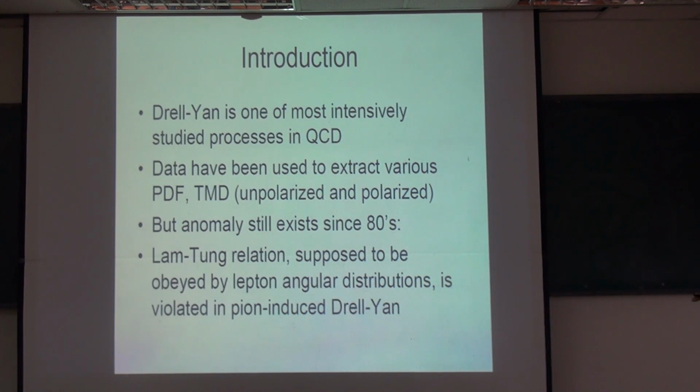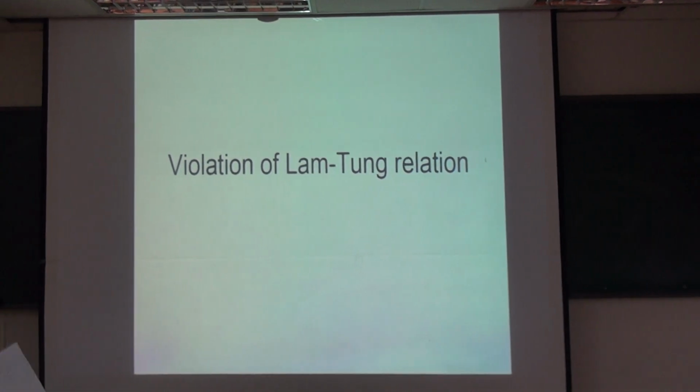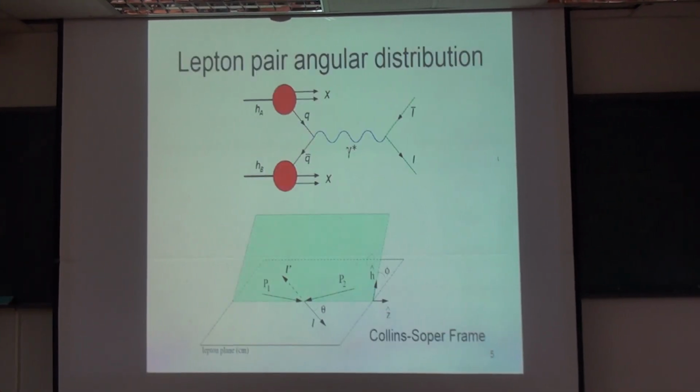It means that we have understood this process quite clearly. But in fact, this is not the case, because an anomaly still exists since the 80s. The Lam-Tung relation is supposed to be obeyed by lepton angular distributions produced in the Drell-Yan process. In fact, I'll show you that this relation is violated in the pion-induced Drell-Yan process. So let's explain what the violation of the Lam-Tung relation is.